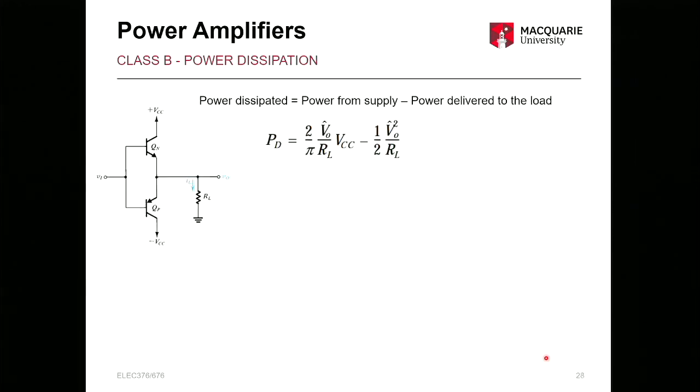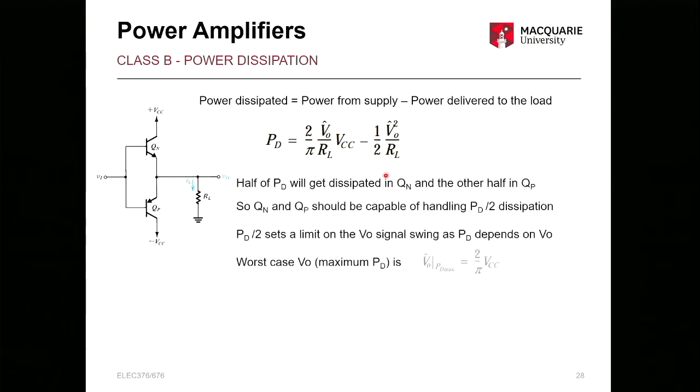And our dissipated power, that's our power essentially that's going to be lost as heat if we're trying to calculate that. That's the power from the supply minus the power delivered to the load. So it's the same equations we were just looking at for efficiency, but we're not dividing one by the other, we're just subtracting one from the other. That gives you your dissipated power.